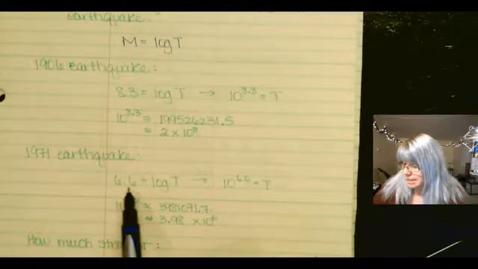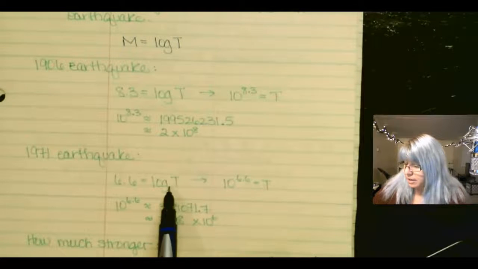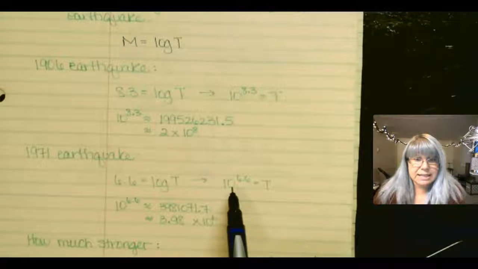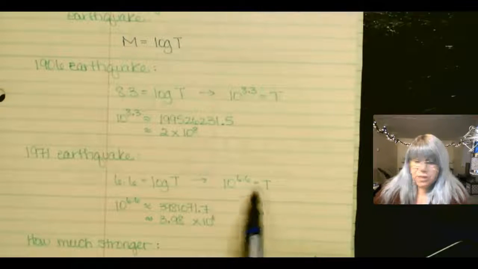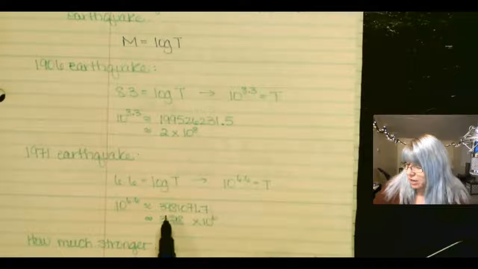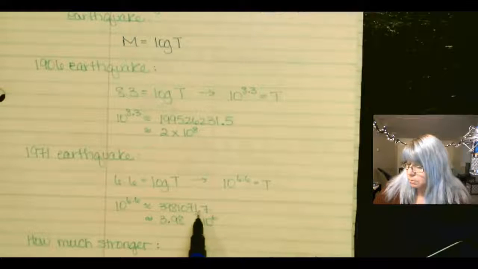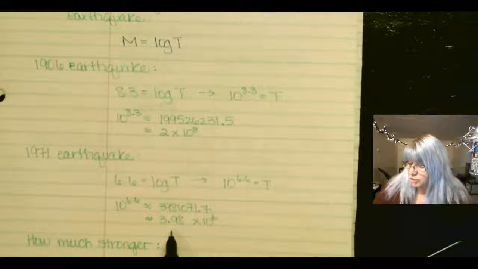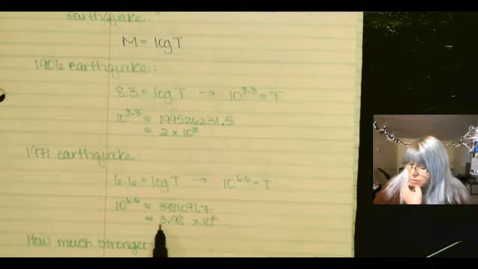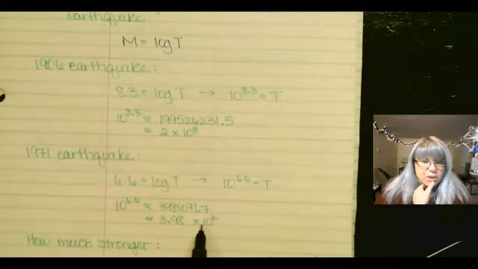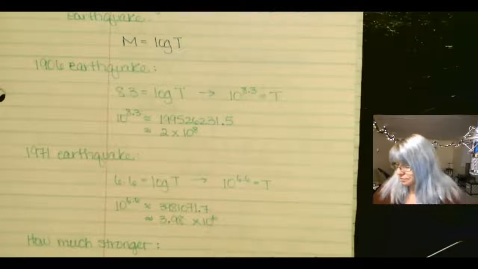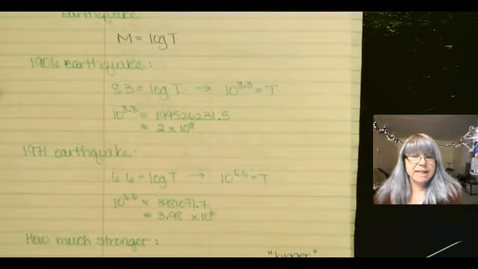Magnitude was 6.6 equals log t. Therefore, we can write it exponentially as 10 to the 6.6 equals t. 10 to the 6.6 on a calculator is approximately 3981071.7, which, in scientific notation, is about 3.98 times 10 to the 6th. Okay? How much stronger is that?